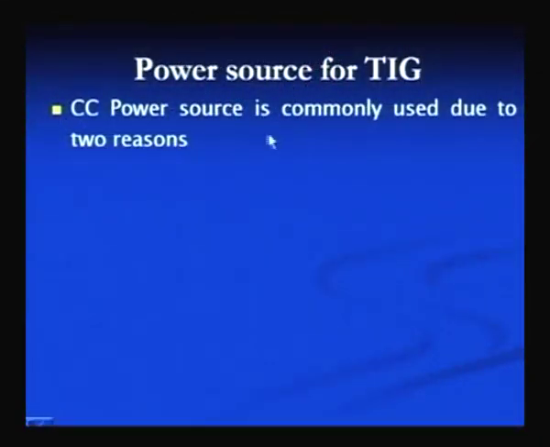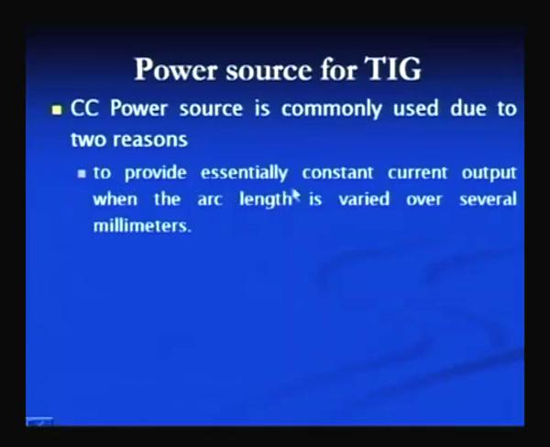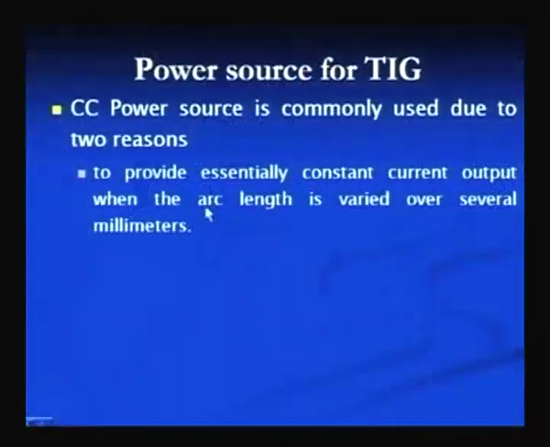The power source used for the tungsten inert gas welding process is mainly of the constant current type, and it is used for two reasons. One is that it provides constant current, which helps to produce heat uniformly during welding, so that uniform penetration and melting can be obtained, and that is required for producing a consistent and uniform weld. So, the ability to supply constant current is important even when there is minor fluctuation in arc length.